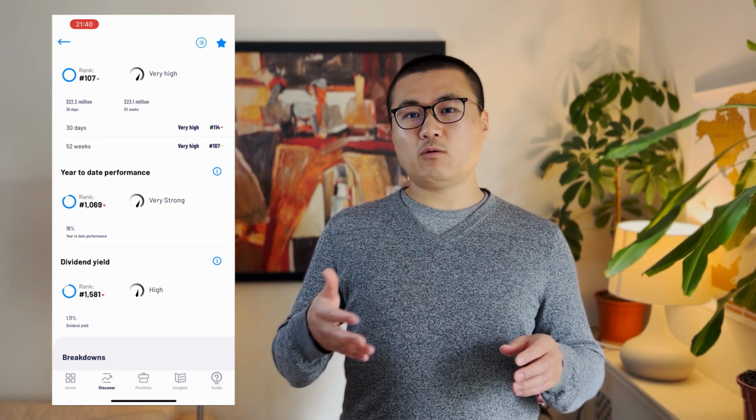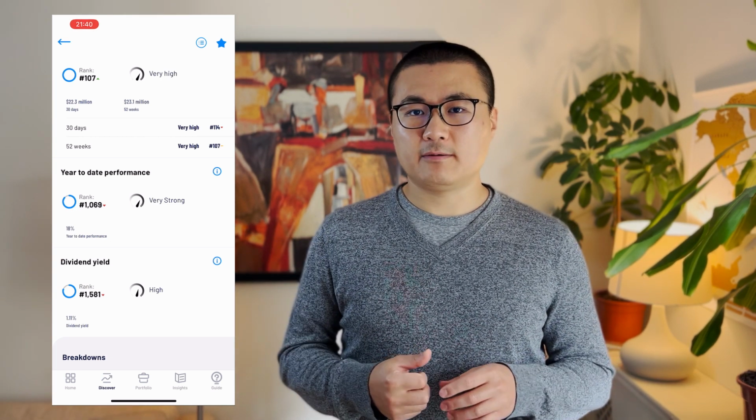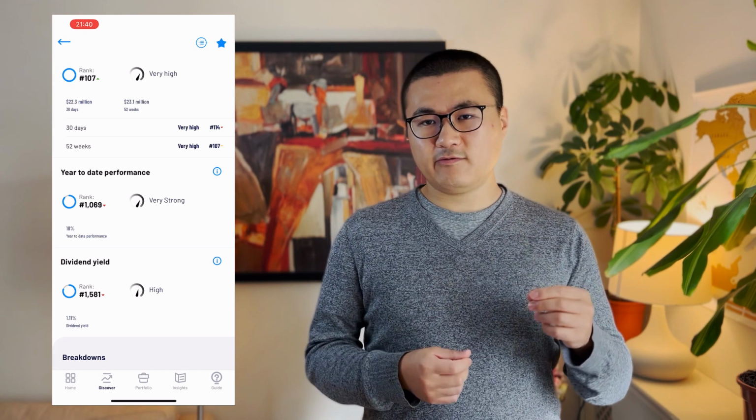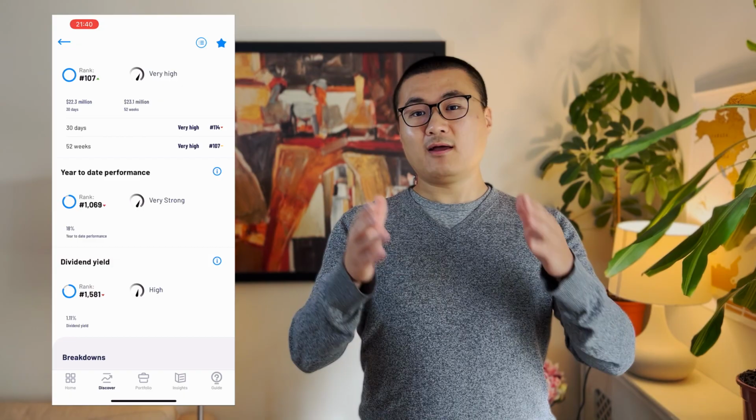But by the end of the day, it's all about what type of investor you want to be and what types of funds you are likely to buy. Do you care more about the returns or the fees or the dividend yield? It's all coming down to your own investment style and preference.